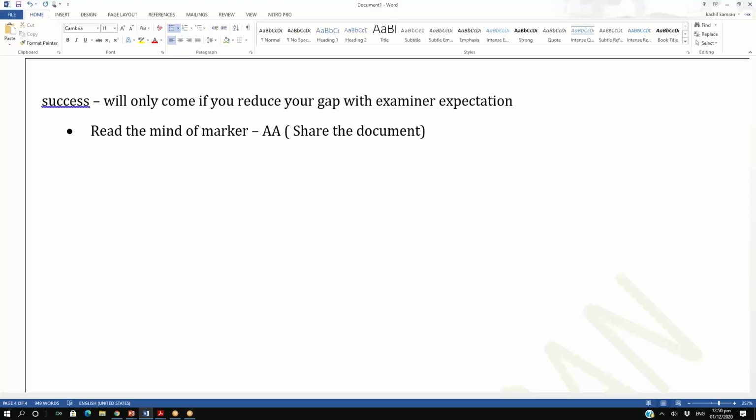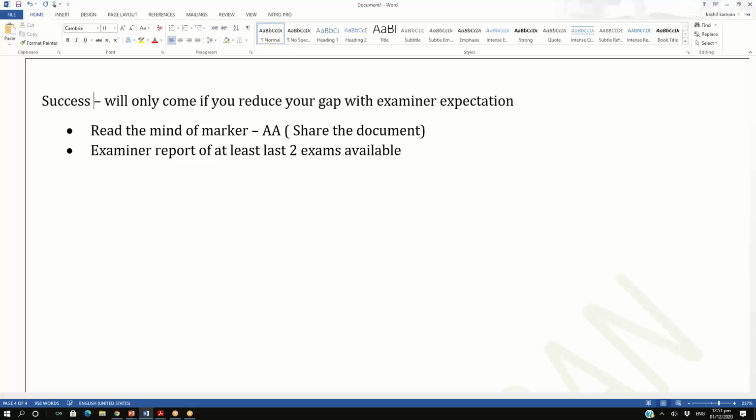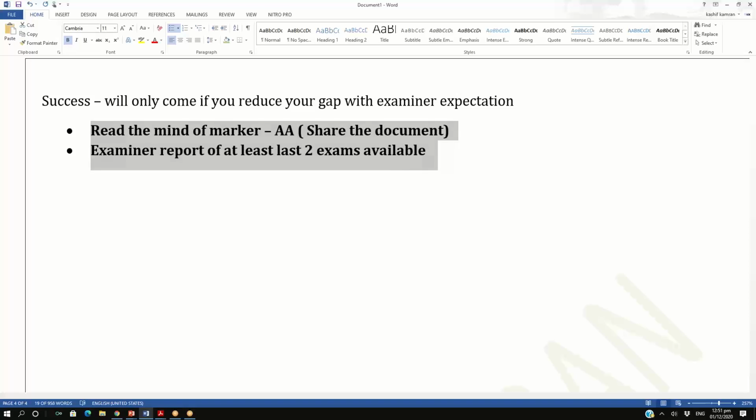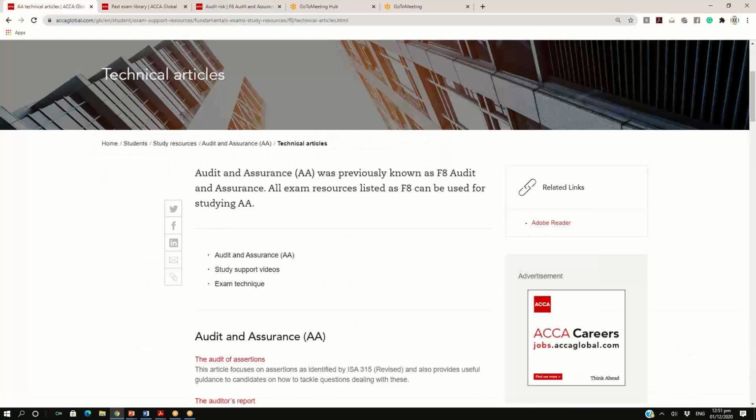Right. Number two, read the mind of marker and the examiner reports of at least the last two exams available on the ACCA website. I think you should do this in the next 5 days, because a lot of times students ask, what should we do in these next 5 days? So I think in the next 5 days, you should read the mind of marker and you should read the examiner reports. And I can share links with that.